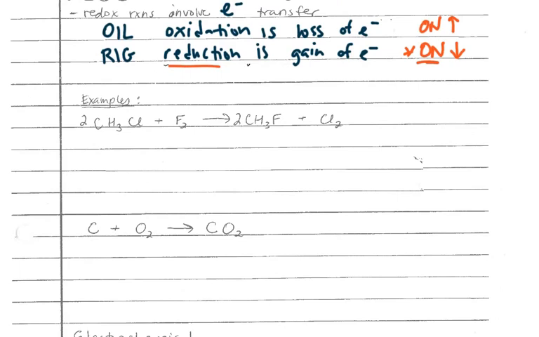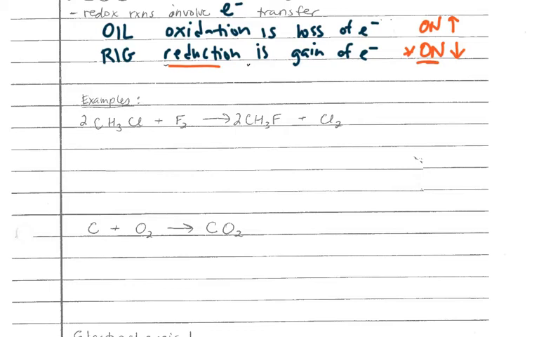We've got 2CH3Cl plus F2 reacts to form 2CH3F plus Cl2. So what we need to do is assign oxidation numbers to everything. And so we've got, of course, with a balanced equation, if you have carbon on one side, you have carbon on the other, and chlorine on one side, chlorine on the other. So these elements show up on both sides of the equation, but we'll see that some of them will have different charges or different oxidation numbers on either side. So let's start assigning oxidation numbers.